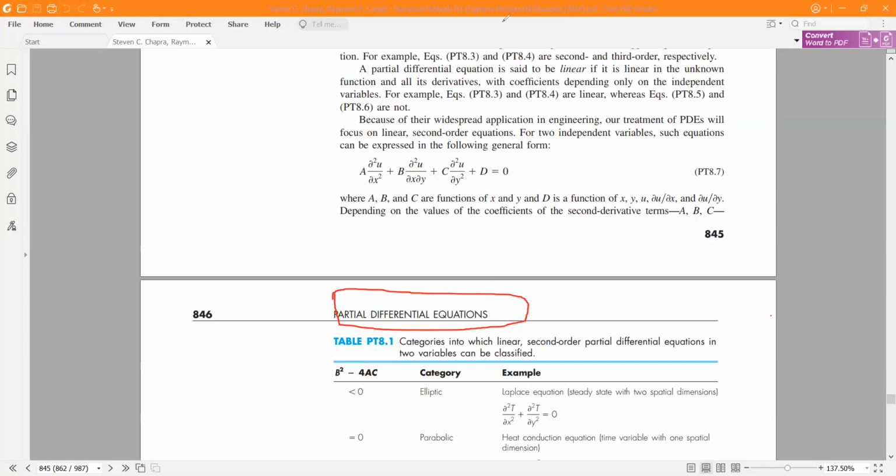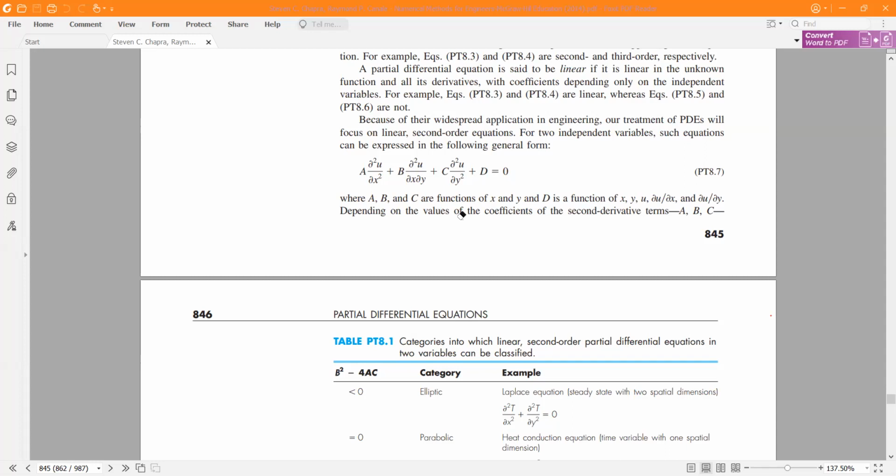You can have a look at this table. You see that we have a factor there, b square minus 4ac, where those constants you have already seen in equation 8.7. This factor will determine the category of our partial differential equation. If this factor is less than 0, the equations are called elliptic type. The reason is that the locus will take the shape of an ellipse. And the equation that is written there is an example of an elliptic type of equation.